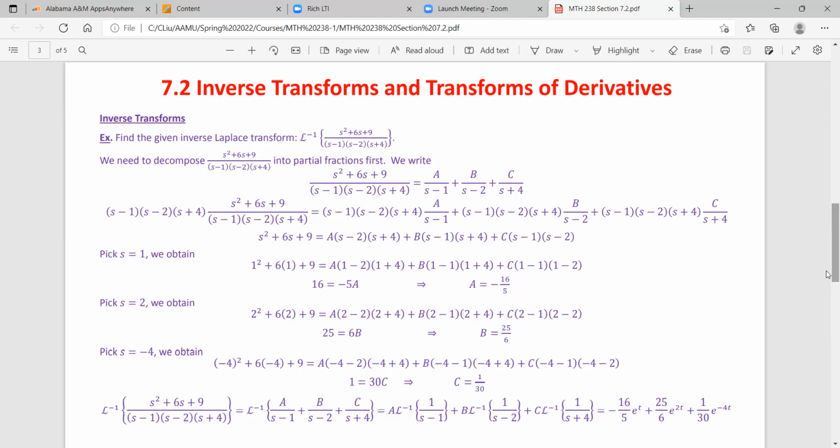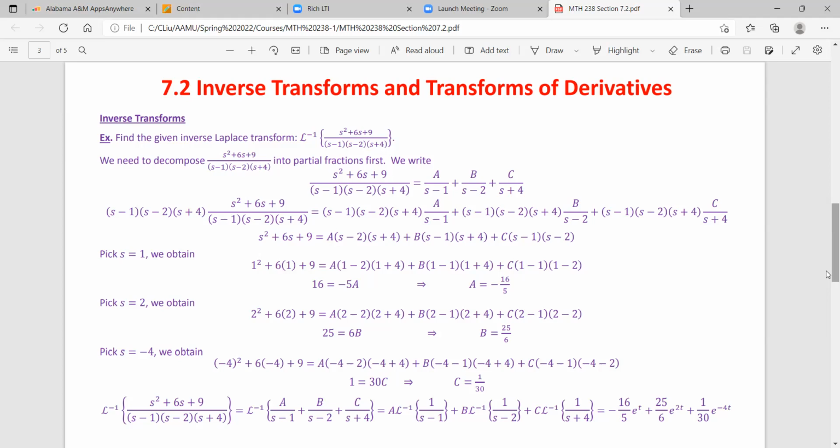If we can decompose this fraction and rewrite the whole thing as a sum of 3 fractions using the factors in the denominator, then we get a over s minus 1 plus b over s minus 2 plus c over s plus 4. And we know we can always do that. Okay, that's a fact.